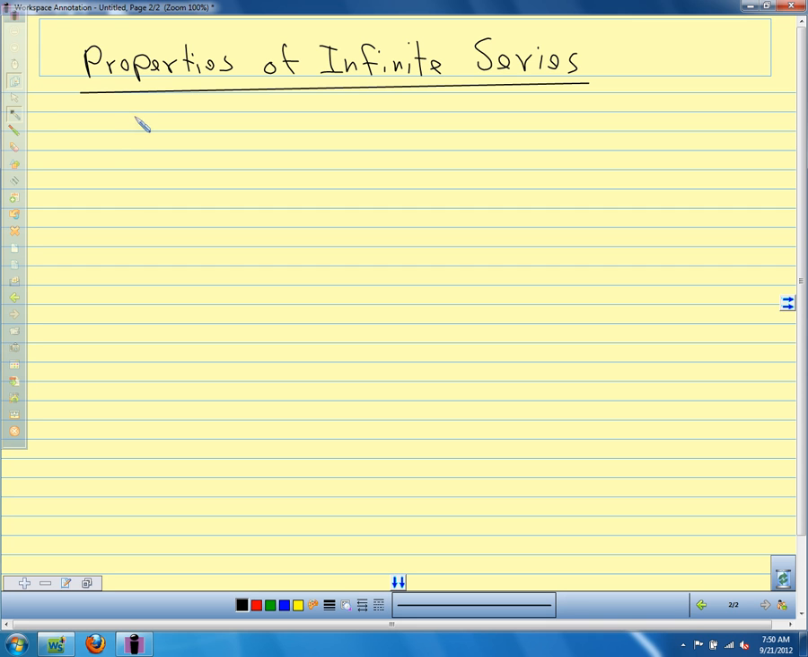So we're going to say that the sum from n equals 1 to infinity of a sub n is a, and our sum for some other series, b sub n, is b. So each of these converge, and the sums are a and b. Our first property is if we multiply each term of a series by a constant, then we can just multiply our sum by a constant.